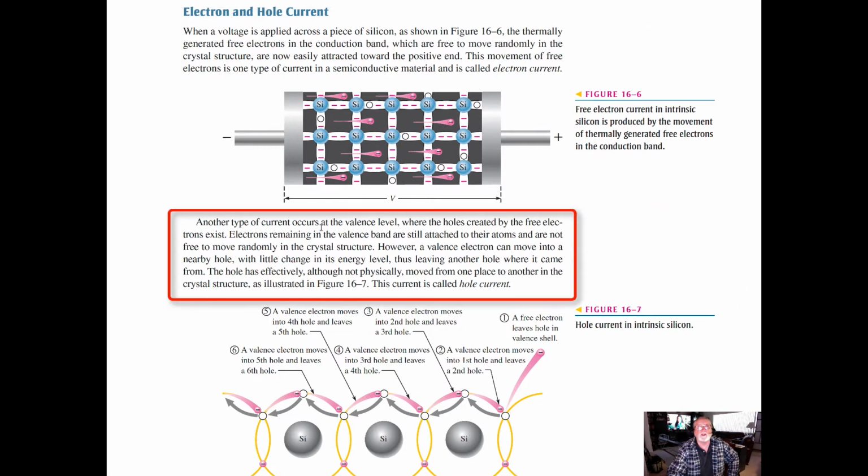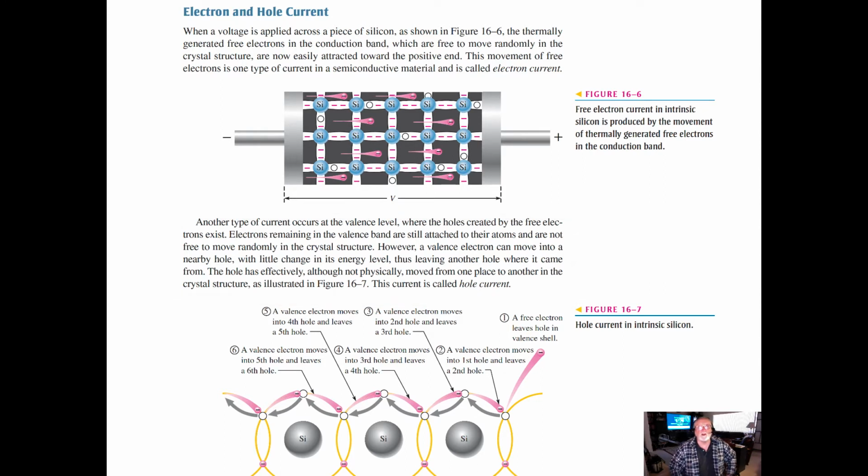Another type of current occurs at the valence level, where the holes created by the electrons exist. Electrons remaining in the valence band are still attached to their atoms and are not free to move randomly in the crystal structure. However, a valence electron can move into a nearby hole with little change in its energy level, thus leaving another hole where it came from. The hole has effectively, although not physically, moved from one place to another in the crystal structure. So that becomes a hole current.